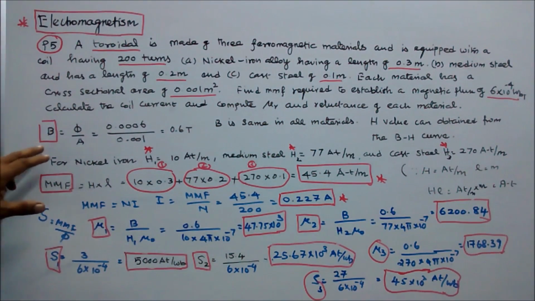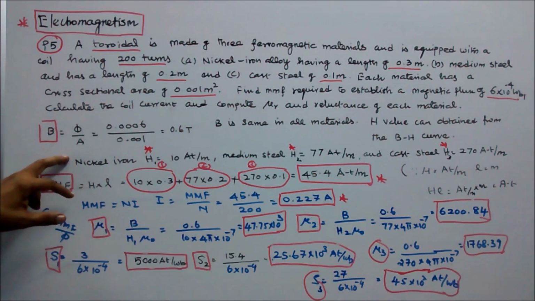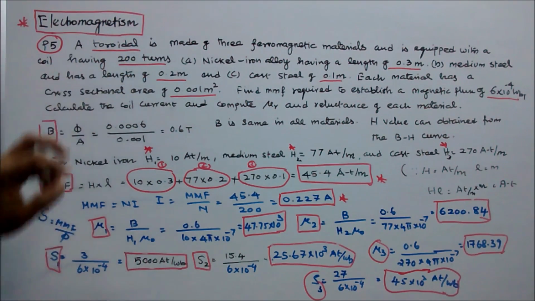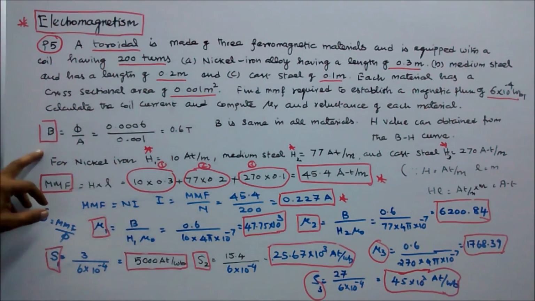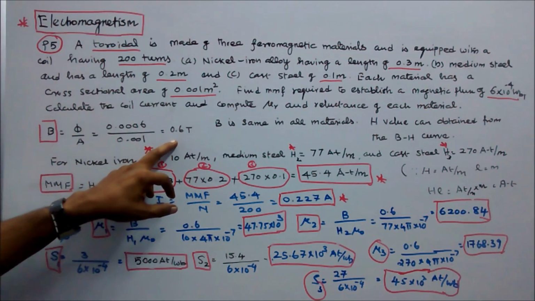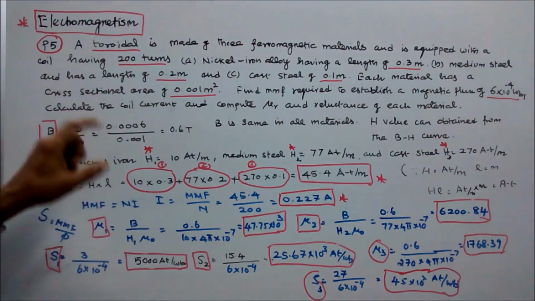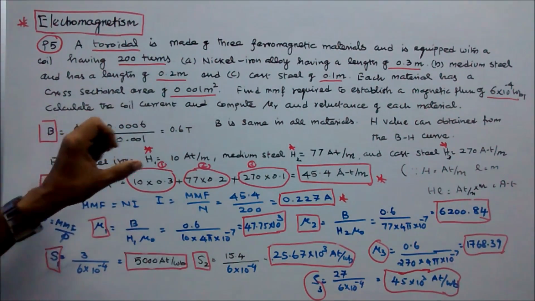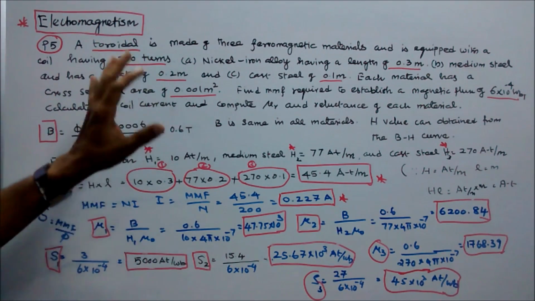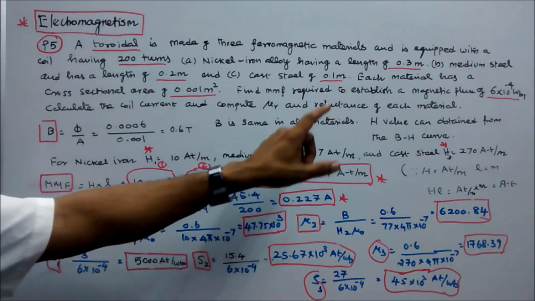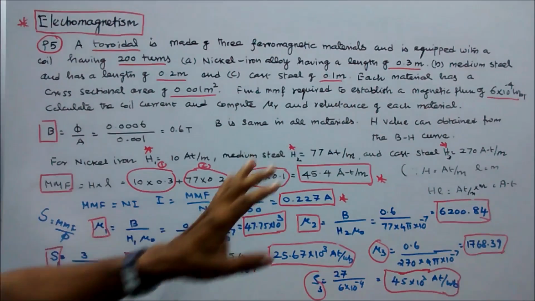We know that flux density B is equal to pi by A. Here pi is 6 into 10 power minus 4. A is equal to 0.001. Therefore B is equal to 0.6 Tesla or 0.6 Webers per meter square. Here the cross-sectional area is same. Flux density is same in all materials. We have to find the value of H. H value can be obtained from the BH curve.